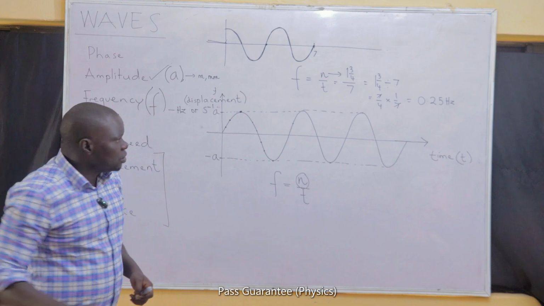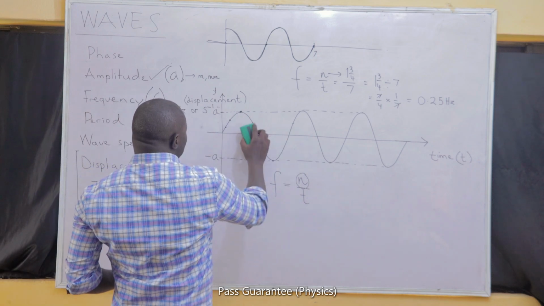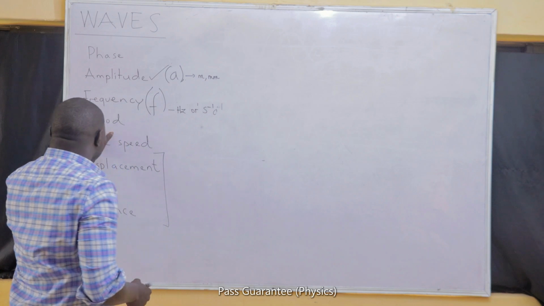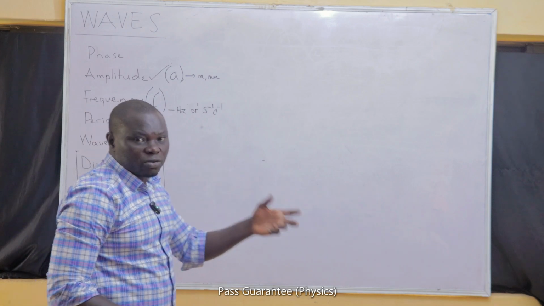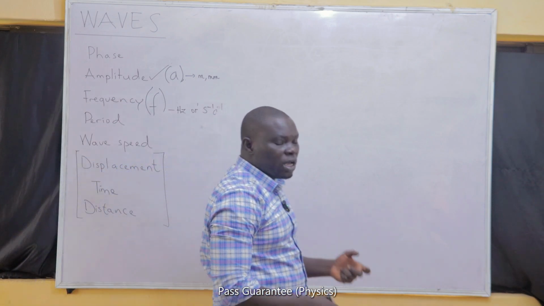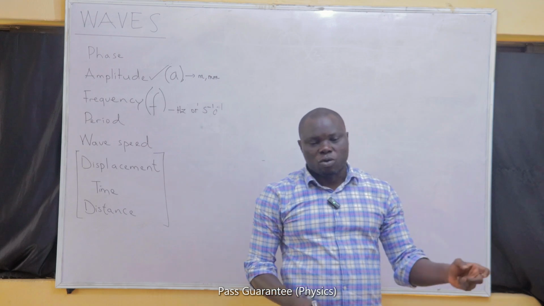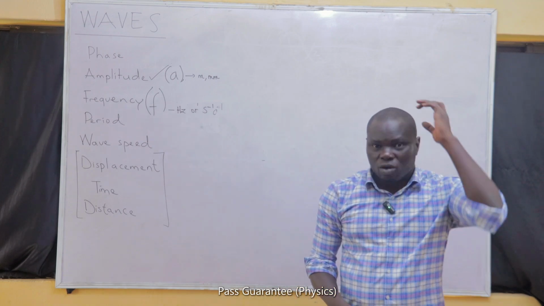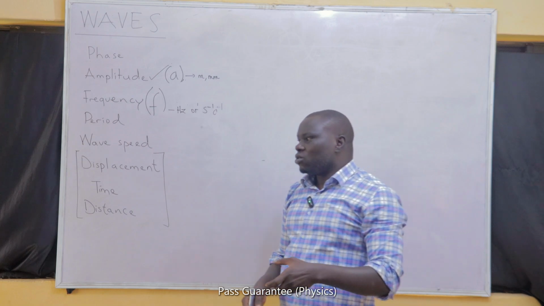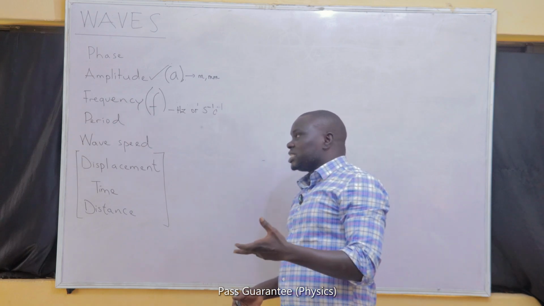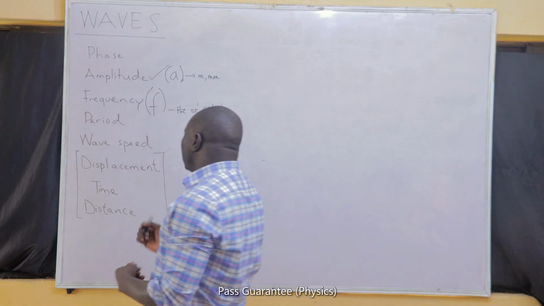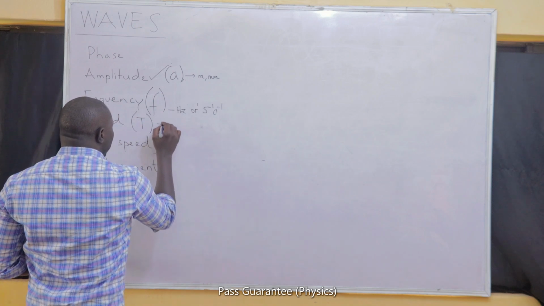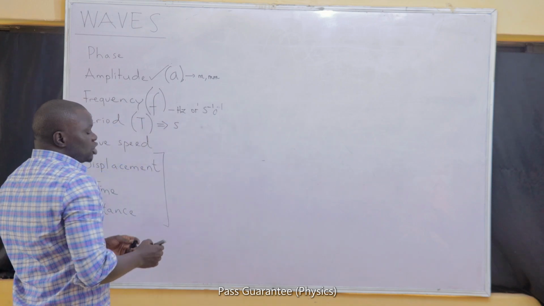Now we can continue with our study of other parameters of a wave. Period. Period is the time taken by the wave to complete a cycle. Period is the time taken by the wave to complete 1 cycle. What is the time taken by the wave to complete 1 cycle? That is the period of the wave. The period is usually represented with capital letter T, and because it is a time value, it is measured in seconds. There can be smaller units.